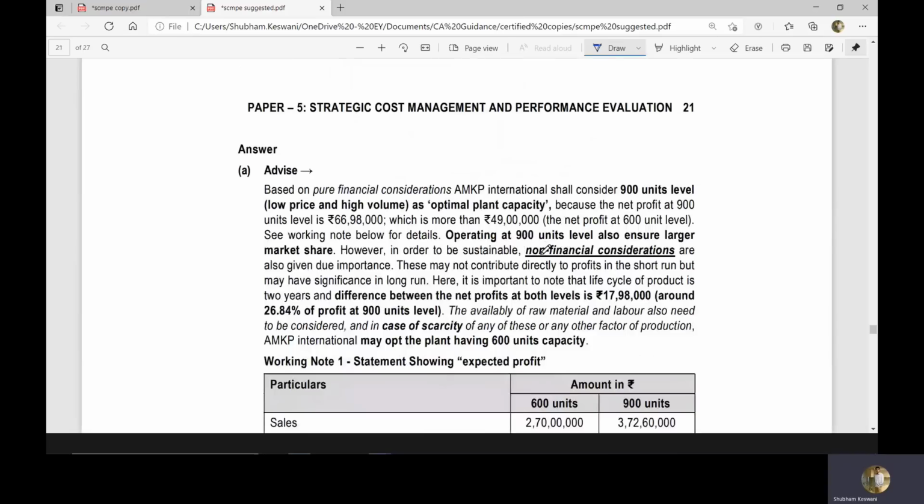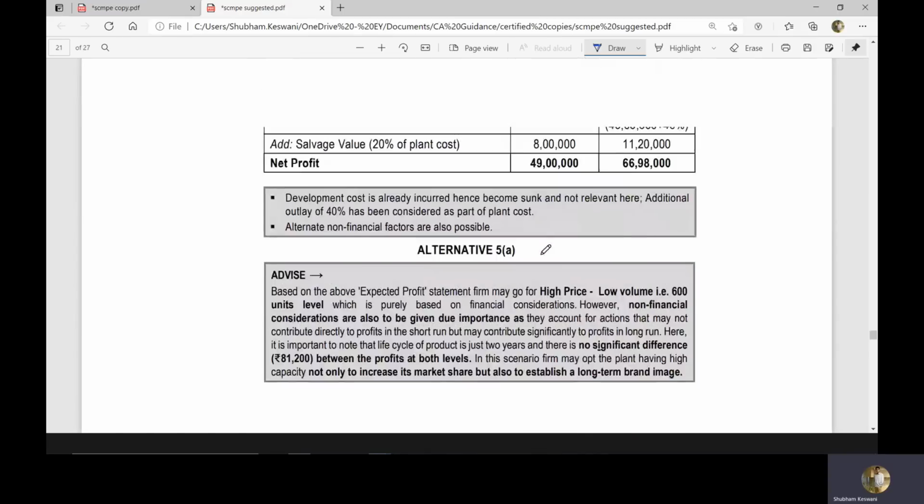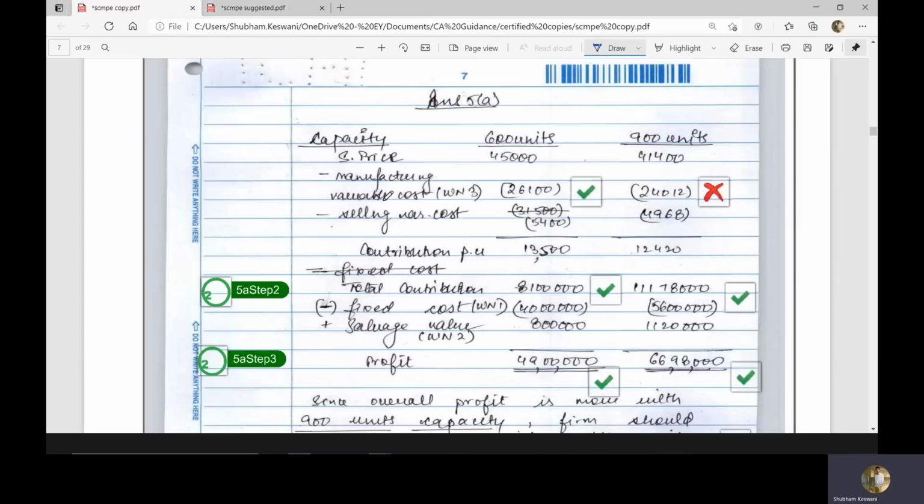Again, I will just compare the suggested answer with my answer, and I will show you how the institute is presenting and how I actually presented. So the institute got a profit of 49 lakh and 66 lakh 98,000.